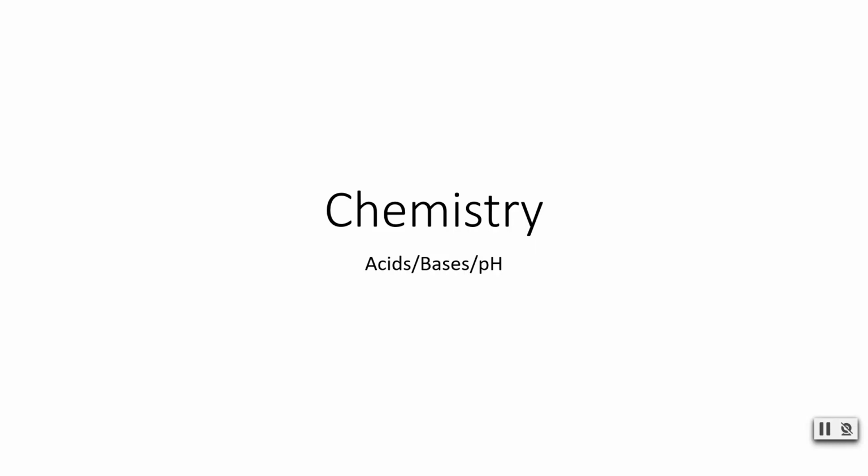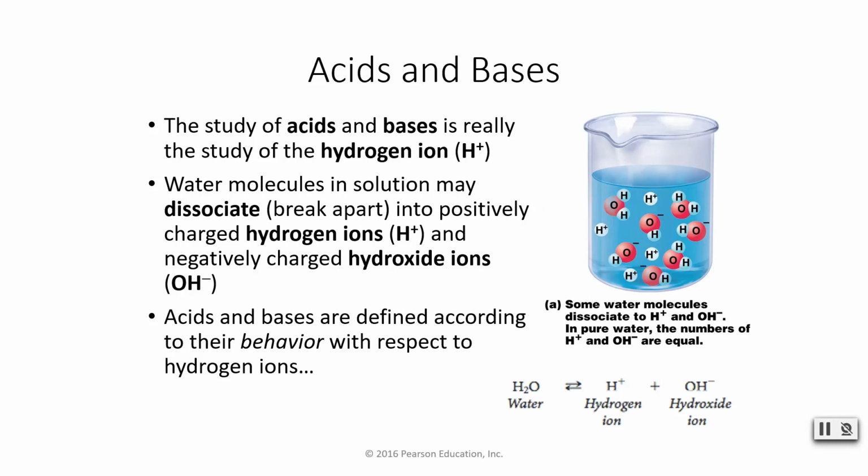In this lecture, we will cover acids, bases, and pH. So when we talk about acids and bases, what we're really talking about is how many hydrogen ions a solution has, little H pluses. You'll see these a lot. Water molecules in a solution may dissociate, which means break apart, into positively charged hydrogen ions, those little H pluses, and negatively charged hydroxide ions, OH minuses. You'll see these a lot too.